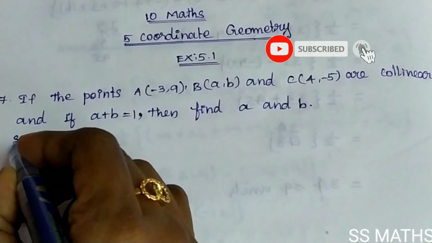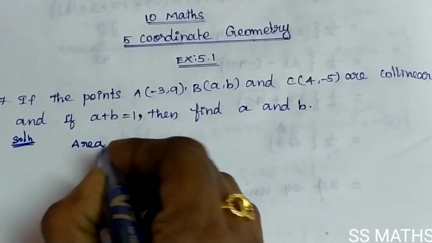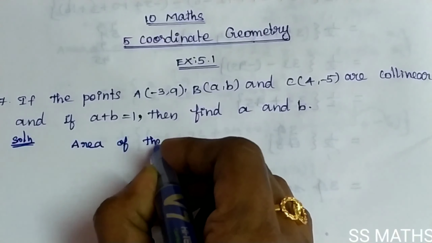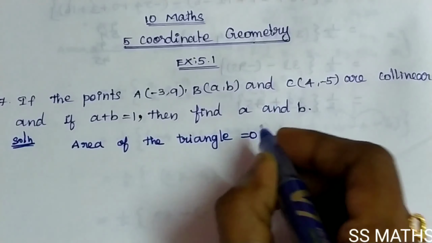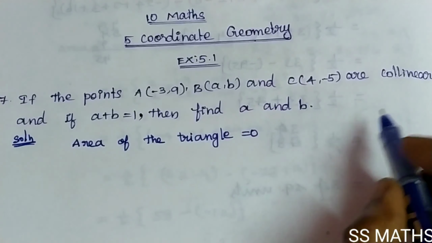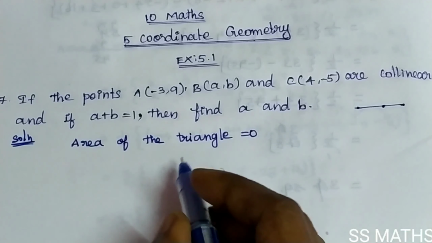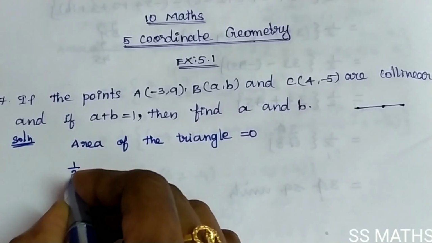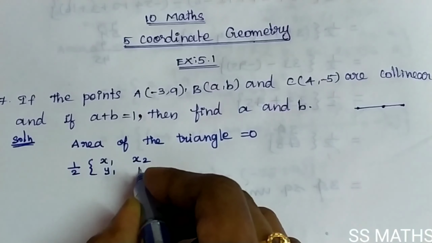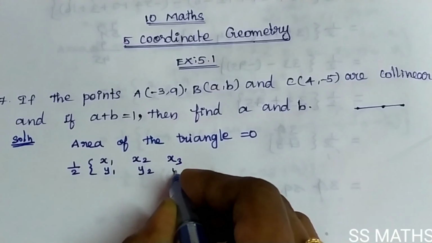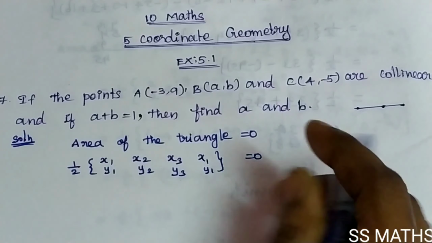First, write the area of the triangle equal to 0. You know, collinear means the 3 points are on a straight line. For points on a straight line, the area is 0. Okay. Area of the triangle formula: half into x1, y1, x2, y2, x3, y3, again x1, y1, equal to 0.